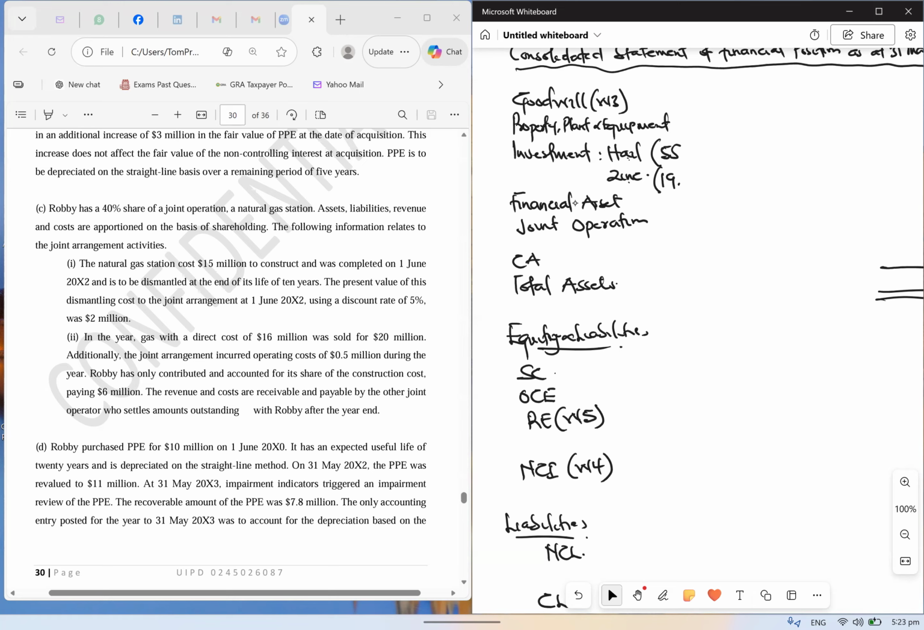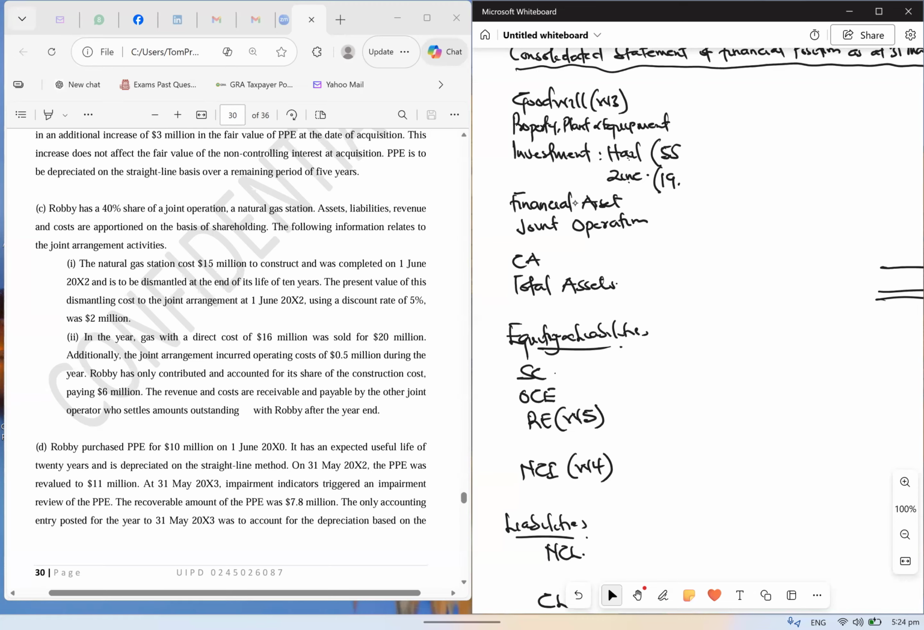Additionally, the joint venture incurred operating costs of 0.5 million during the year. Robbie has only contributed and accounted for its share of the construction cost, paying 6 million. The revenue and costs are receivable. So listen carefully: the revenue is a receivable. The costs are payable by the other joint venture operator, who settles the amount outstanding with Robbie after a year. So it means that the guy takes the monies and he will give Robbie his share. So if the revenue is the same as receivable, that is what they are trying to say. All right, so take note of that.